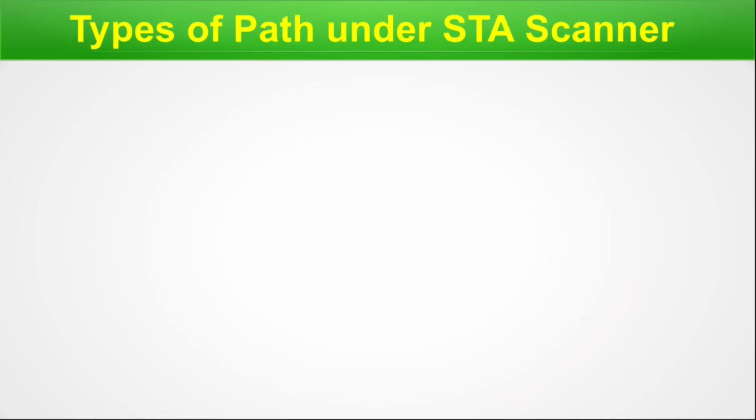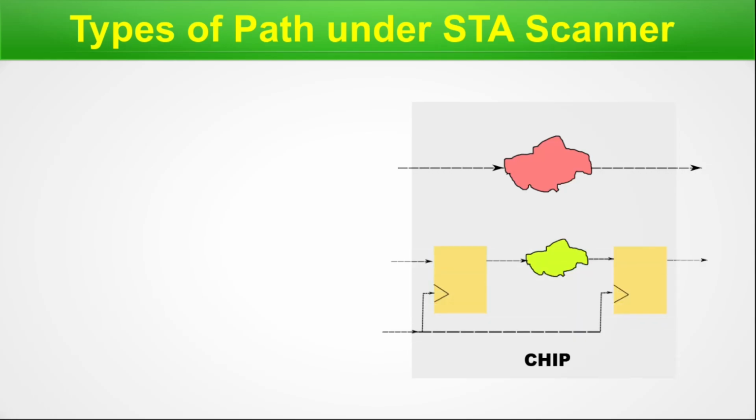Let's move on. Types of path under the STA scanner. We have a clear concept of timing path now. We move forward in this slide to get familiarized with 4 types of timing paths that an STA engine considers during its analysis. Here goes our graphics of a chip. Now let me define the 4 types of timing path one by one.